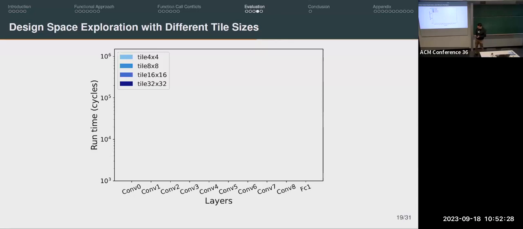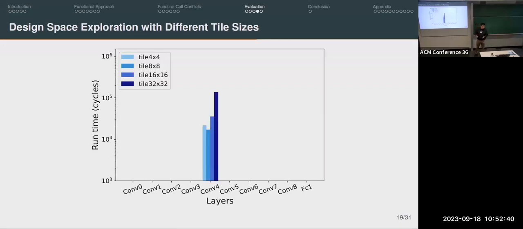And for the next part, we can talk about the size. Here we pick layers from the VGG network on the x-axis, and the y-axis is the runtime. And we have 4 choices of size. So for example, we have convolution layer 4. Here we try this size.